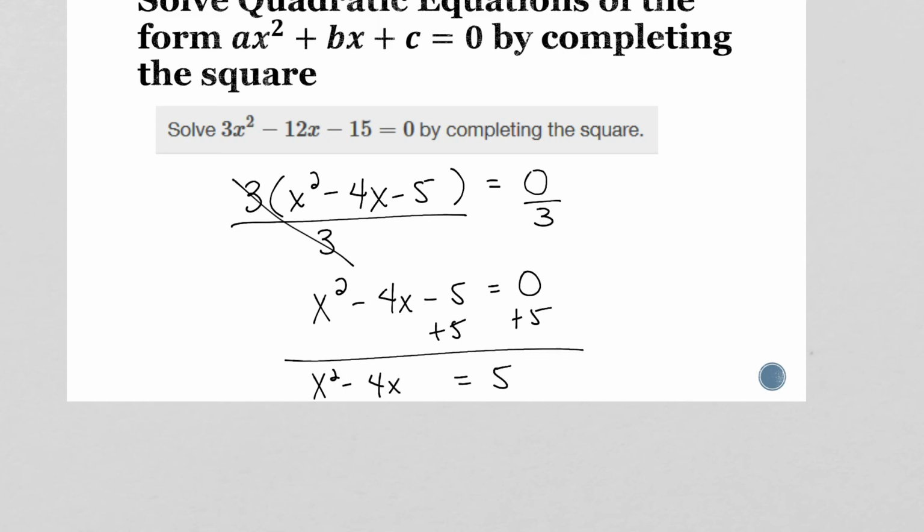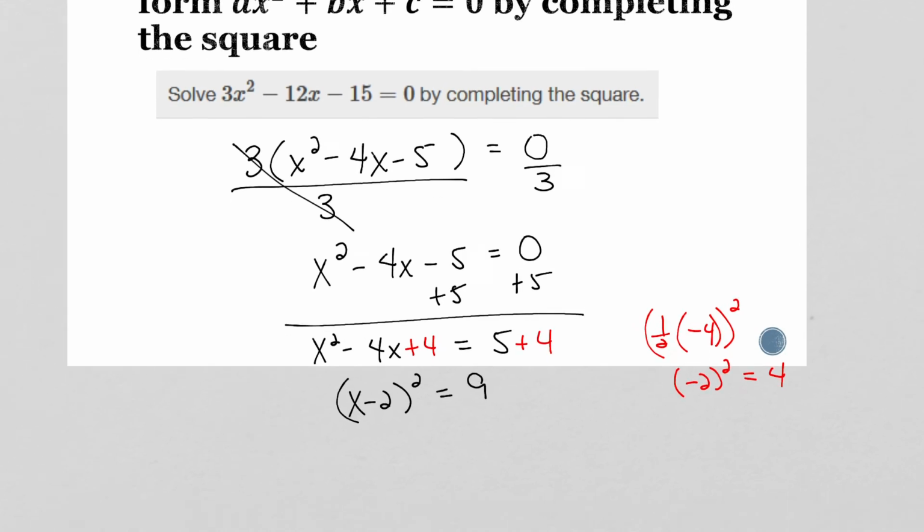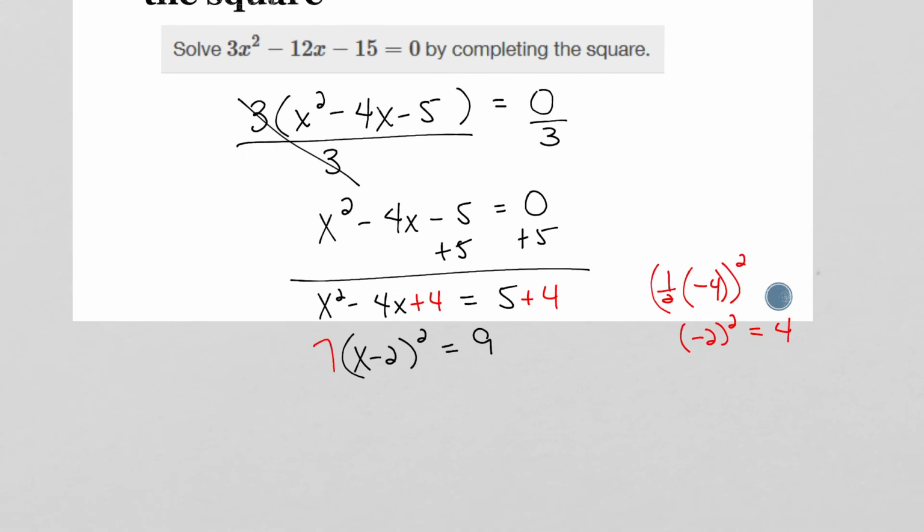And I'm going to identify that x to the first power coefficient and write it off to the side. I'm going to take half of it and then square it. So half of negative 4 is negative 2. Negative 2 squared is positive 4, so I would add 4 to both sides. Now I can factor the left. And now I can solve it.